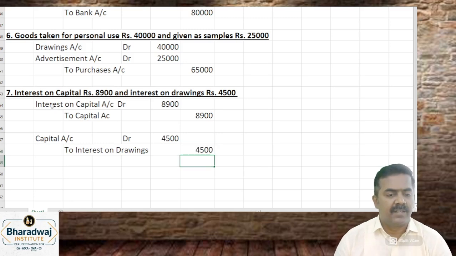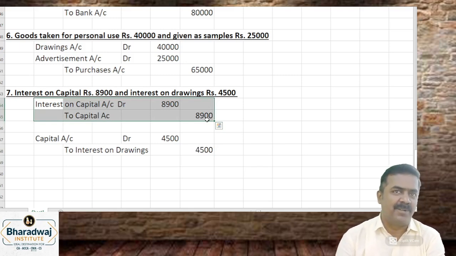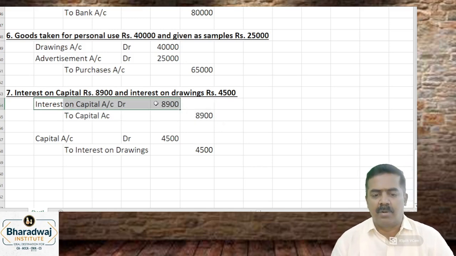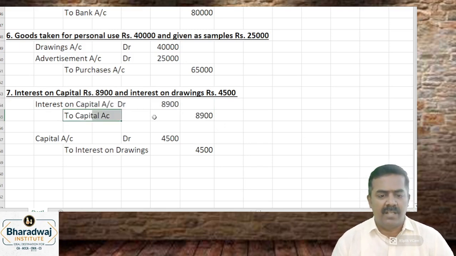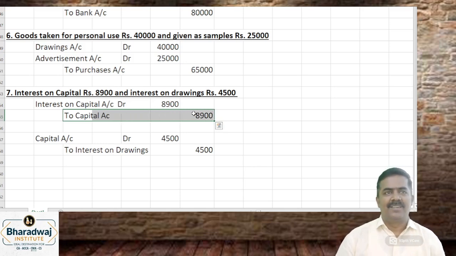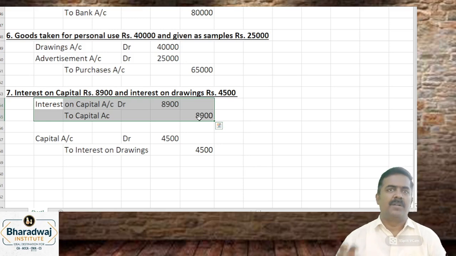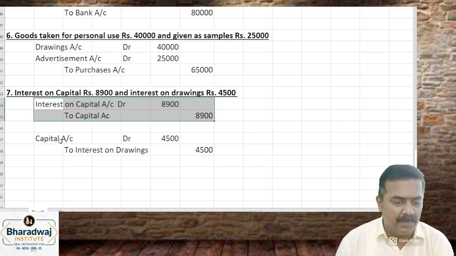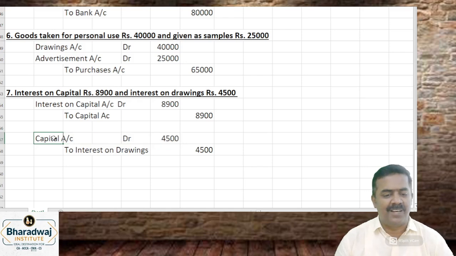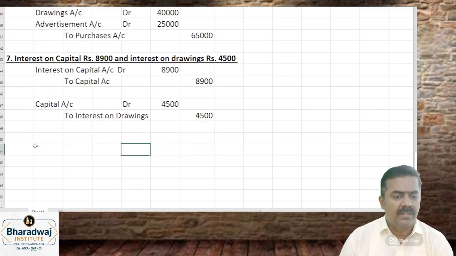Wait. For this, you cannot apply any golden rule. Is it possible to apply any golden rule? Debit the receiver, credit the giver. Maybe interest is a nominal account, debit all expenses and losses. At the end, capital account is a personal account, credit the giver. So for certain concepts, golden rules are not applicable. Book transfers, golden rules are not applicable. Here also, capital account debit, interest on drawings credit, golden rules are not applicable for book transfers. Okay, next.